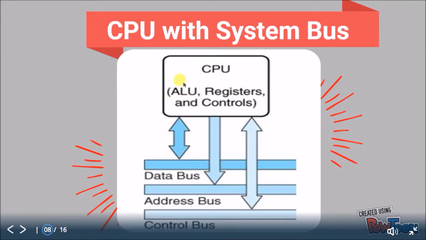The ALU will perform the arithmetic and logic operation, while the register is a minimal internal memory that consists of a set of storage locations. And the last one is the control unit. The control unit will control the movement of data and instruction of the processor and also control the operation of the ALU.